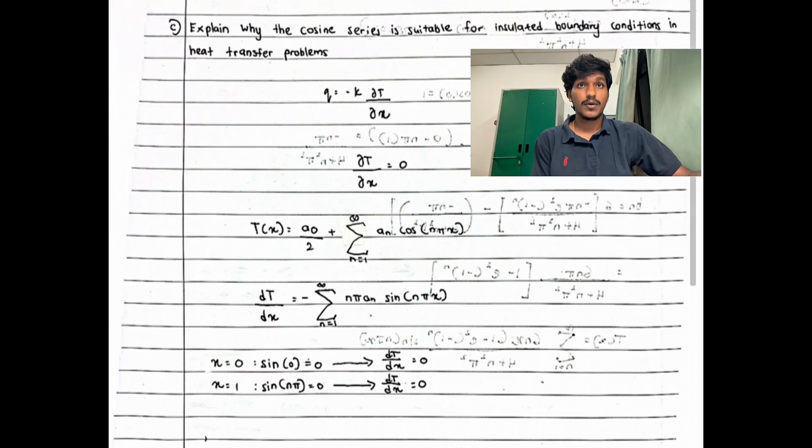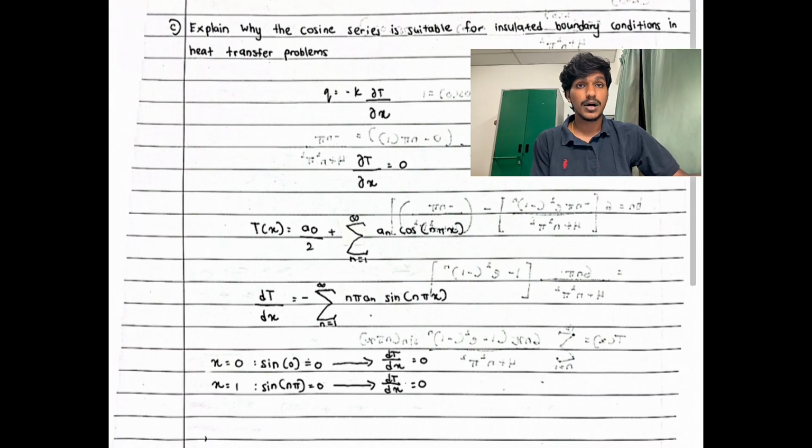For part C, why cosine series for insulated boundaries. When a rod is thermally insulated at its ends, it means no heat can leave through those boundaries. According to Fourier's law of heat conduction, zero heat flow translates mathematically to a zero temperature gradient. In other words, the derivative of temperature with respect to distance must be zero at both ends. Partial T over partial x equals 0 at x equals 0 and x equals L.